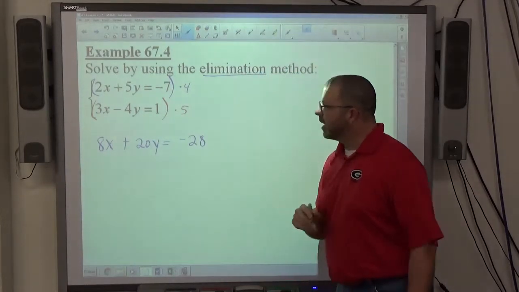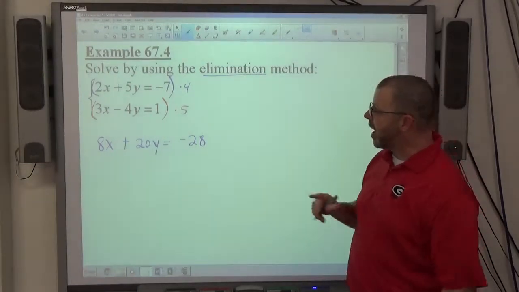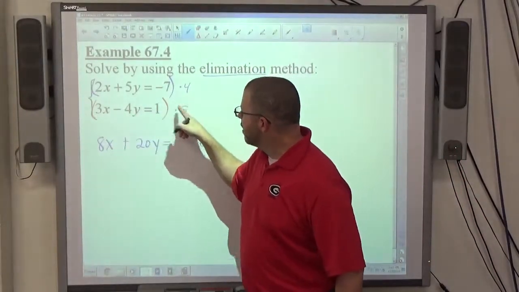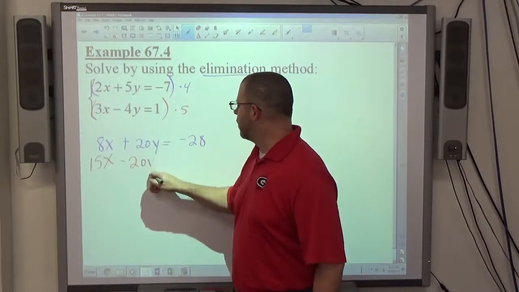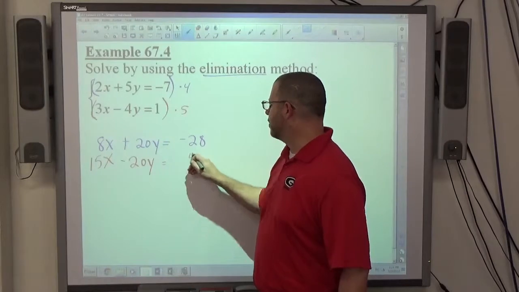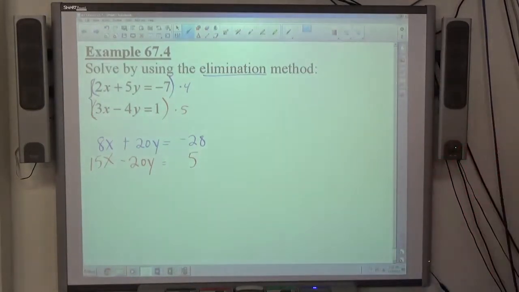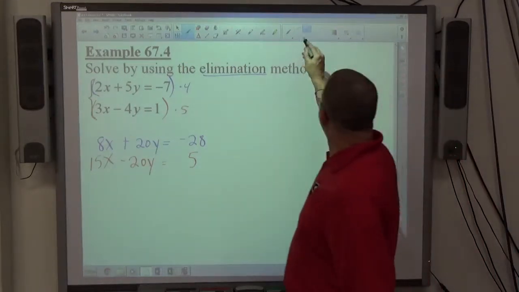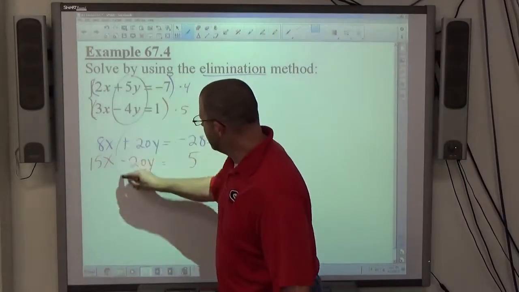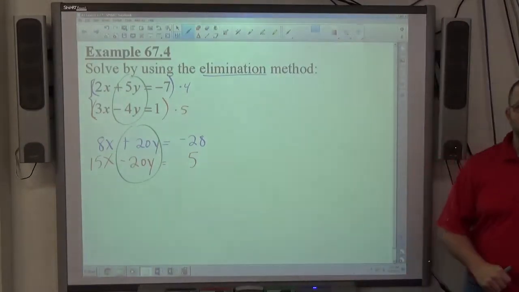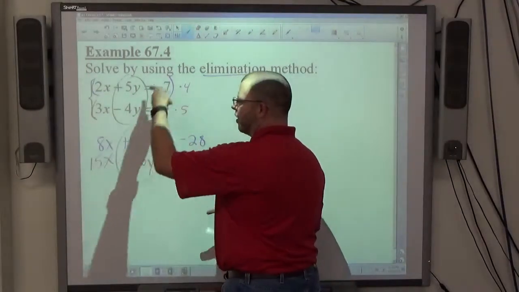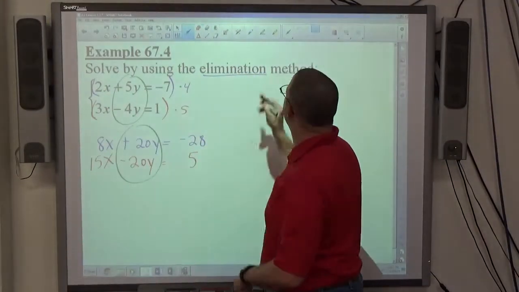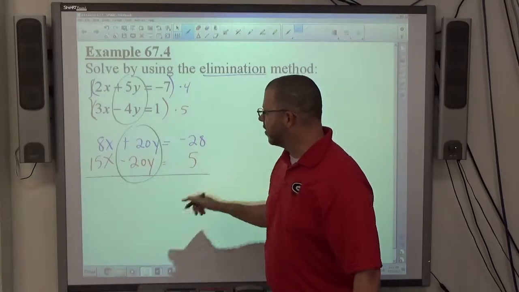You take the bottom equation and multiply everything by 5, all three objects, times 5. 5 times 3x is 15x. 5 times negative 4y is negative 20y. 5 times positive 1 is positive 5. So you get each object multiplied by whatever number is necessary. Again, all you care about is that the opposite objects are created. As long as that's done correctly, and the other terms change appropriately for the changes you made to y, you're ready to add the two equations together.